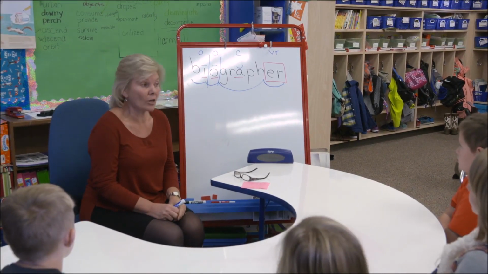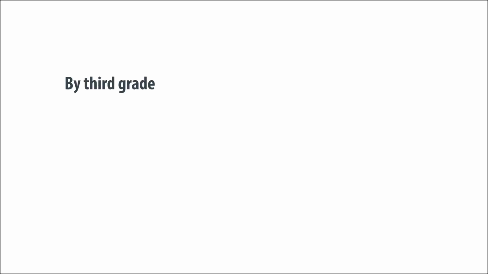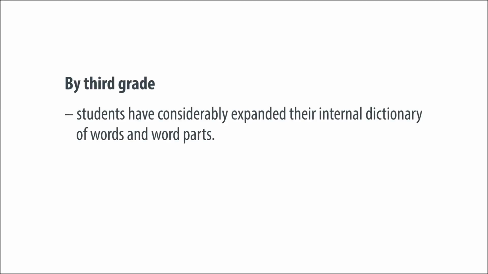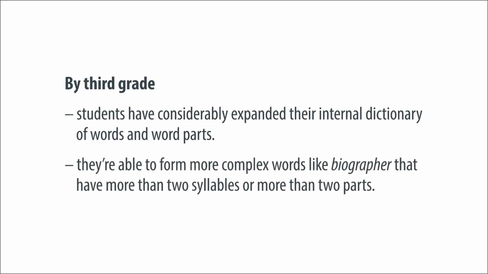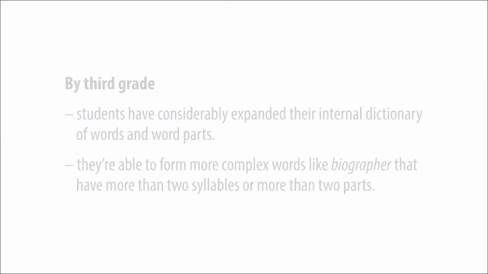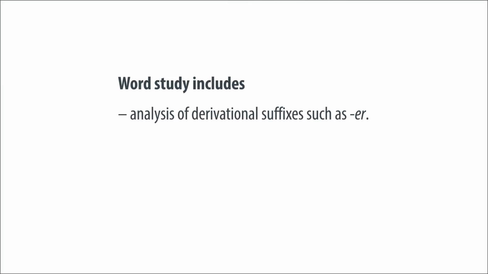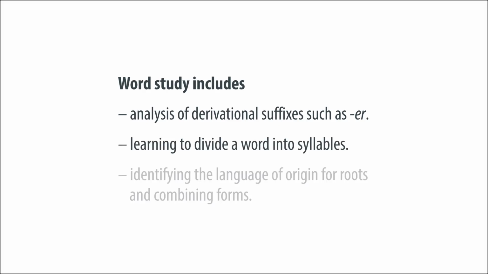So that's biographer. By third grade, students have considerably expanded their internal dictionary of words and word parts. They're able to form more complex words like biographer that have more than 2 syllables or more than 2 parts. Word study includes analysis of derivational suffixes such as ER. Students learn to divide a word into syllables. They also identify the language of origin for roots and combining forms, such as the Greek graph.